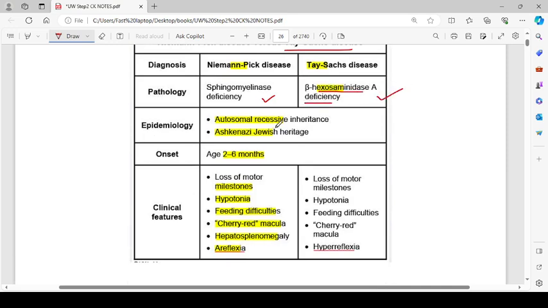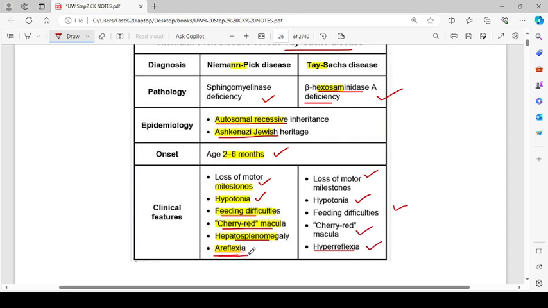Okay, epidemiology. Both of them are autosomal recessive in inheritance, and they are common in Ashkenazi Jewish heritage. Onset is at the age of 2 to 6 months, and the clinical features for Niemann-Pick disease include loss of motor milestones, hypotonia, feeding difficulties, cherry red macula, hepatosplenomegaly, and areflexia. Similar manifestations are also seen in Tay-Sachs disease: loss of motor milestones, hypotonia, feeding difficulties, cherry red macula, hyperreflexia.